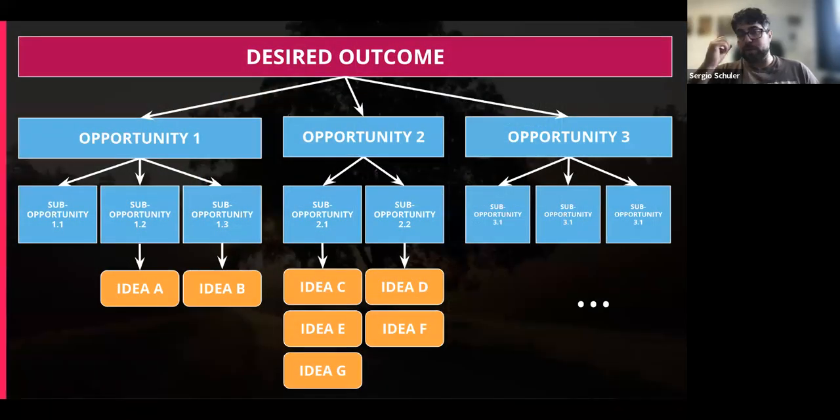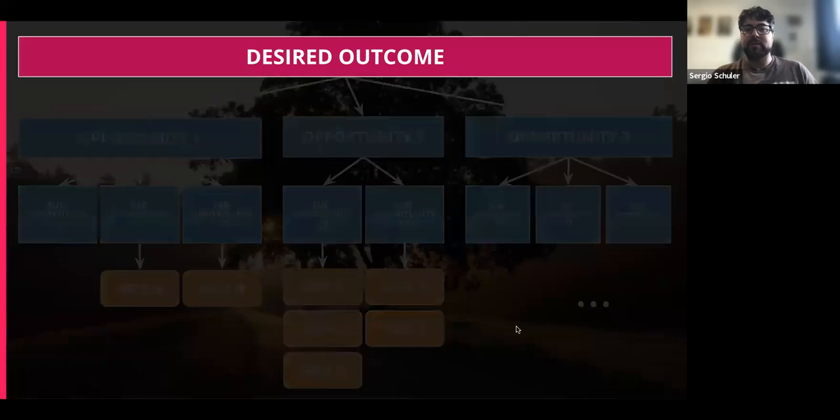So let's talk about the opportunity solution tree. The opportunity solution tree is deceptively simple. There is a desired outcome, or what your team wants to achieve. Then there are opportunities that you can break down into sub opportunities for them to be more concrete. And these sub opportunities have ideas under them. So let's go bit by bit. First, the desired outcome.